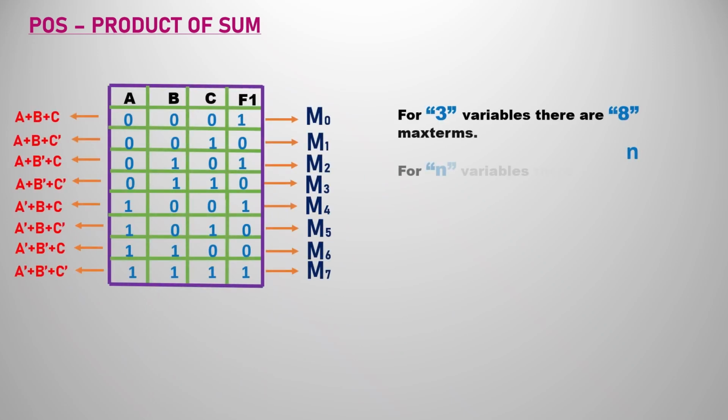The same statement that we saw for the SOP also applies here. We have three variables in this case, so 8 max terms. In general, you have 2 power n max terms. If you have two variables, that is A and B only, you are going to have only 4 max terms.